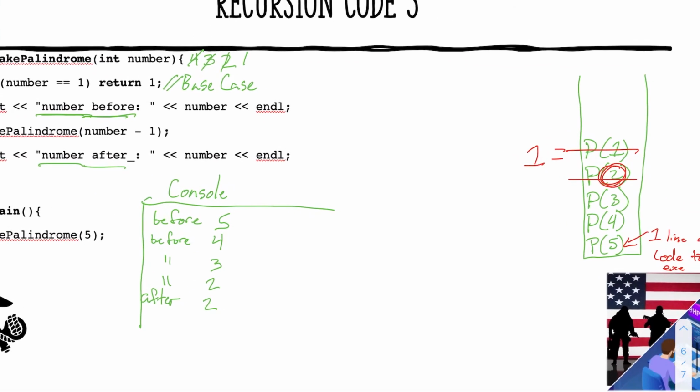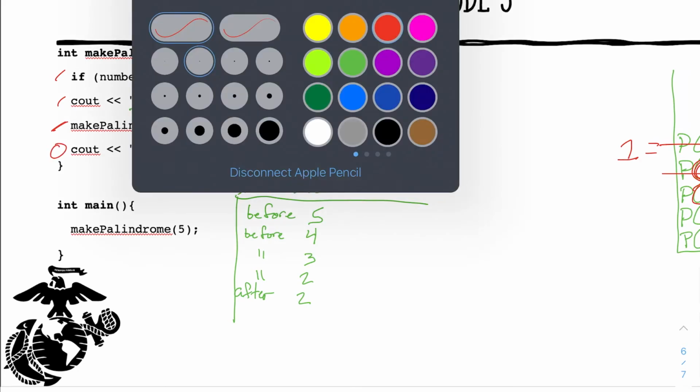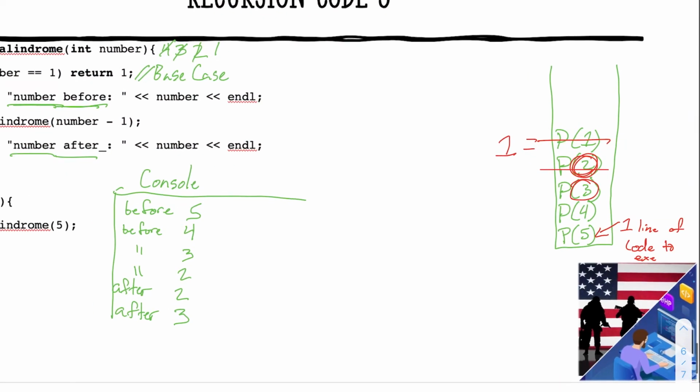Now I come back and I am referring to the value of 3. So I have completed this line of code, I have now completed this line of code, and it's just returned back to me. I still have to complete this line of code. So how do I do that? I just print after, and I am referring to 3. Now I have completed this line of code, completed this. Now I can go back to my stack and I can pop it off. Pop this off the stack.